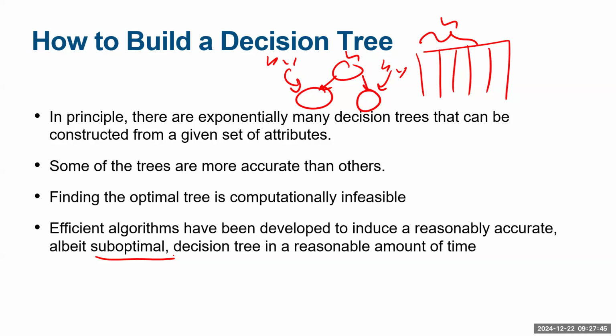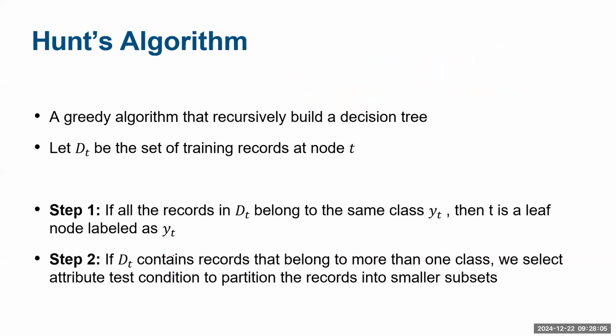Even though it's suboptimal, you still have to come up with a way to compare two trees. How can you pick one tree over the other? Of course, you're not going to try every tree, but maybe you pick a few classes of trees and then you decide among them. So we start with Hunt's algorithm. This is the very first algorithm for decision trees. Hunt's algorithm is a greedy algorithm that recursively builds a decision tree.